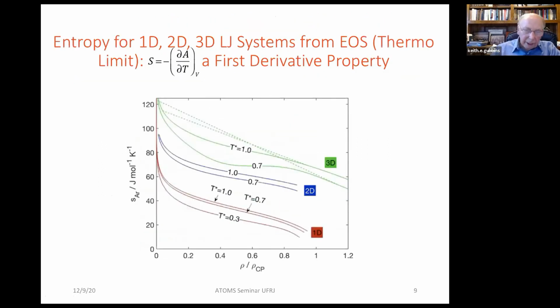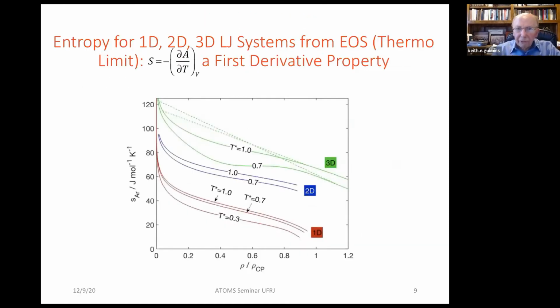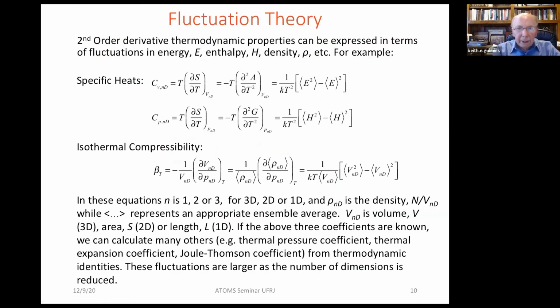Similarly, if I look at the entropy, I see that in 3D, we have a much higher entropy at a given temperature and density than I do in 2D, and 2D entropy is much higher than in 1D. And so, as we surmised, the entropy is much smaller in these systems of reduced dimensions. Now, this entropy is a first derivative property. This is the equation relating it to A, the Helmholtz energy. So the Helmholtz energy is the thermodynamic potential for these canonical variables. And it's saying that the system will reach its equilibrium point by minimizing the Helmholtz energy. It's the free energy.